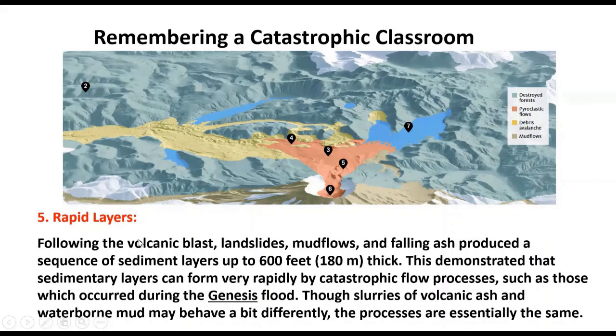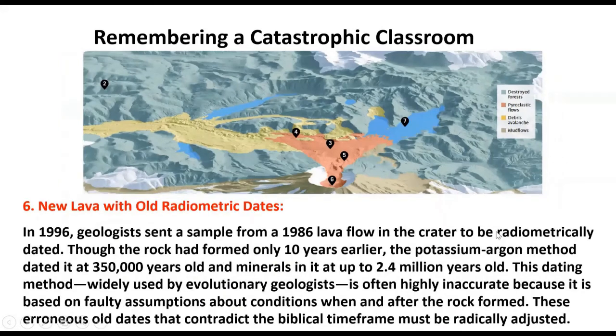Rapid layers. During the volcanic blast, landslides, mud flows, and falling ash produce a sequence of sediment layers up to 600 feet thick. This shows that sedimentary layers like the Khao Teng Kueh, okay, your layered cake, can form very rapidly by catastrophic flow processes, such as those during the Genesis flood. Okay, those slurries of volcanic ash and waterborne mud may have behaved a bit differently. The processes are basically the same.